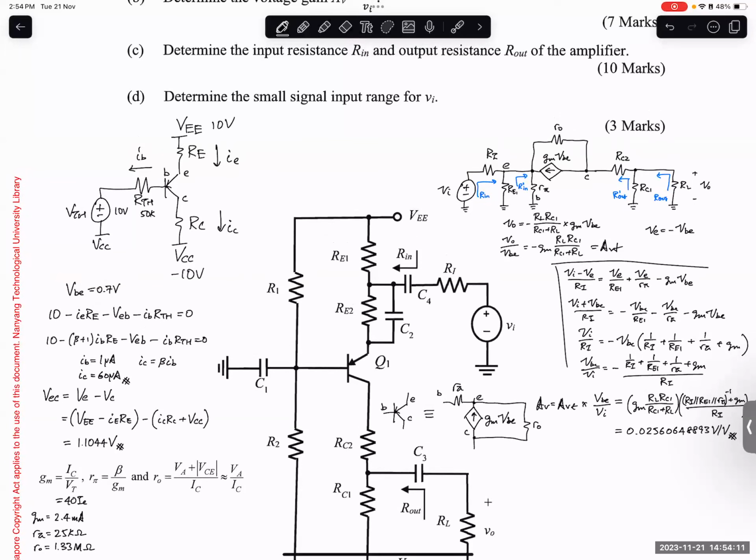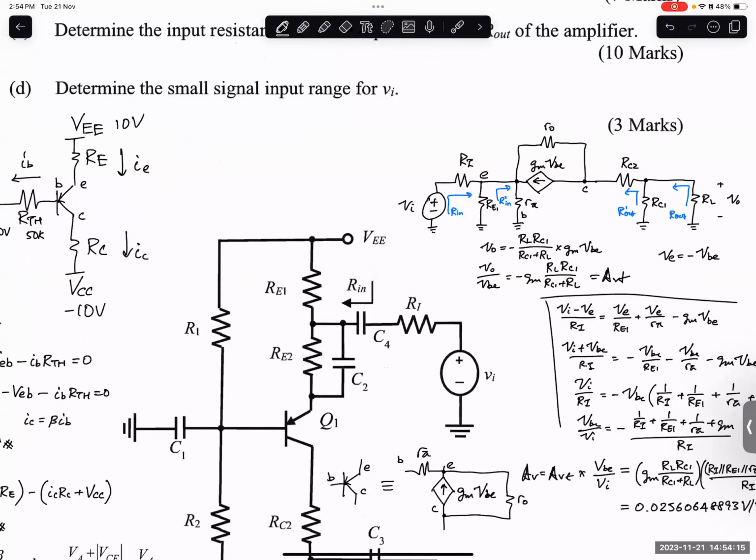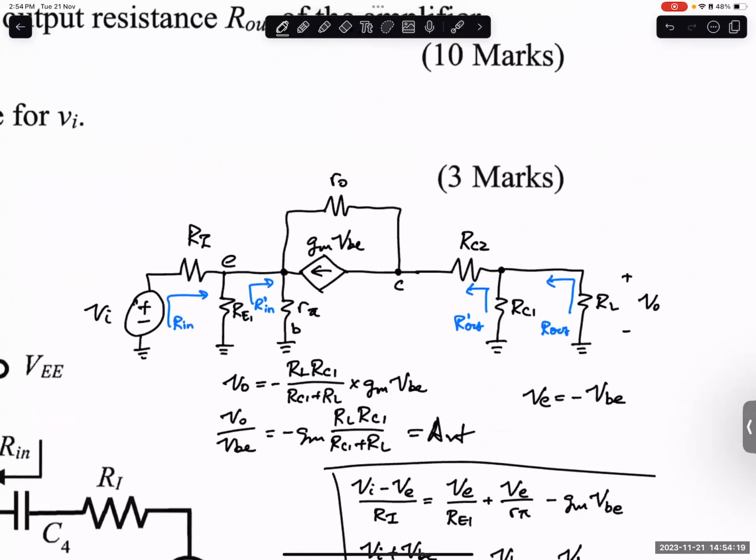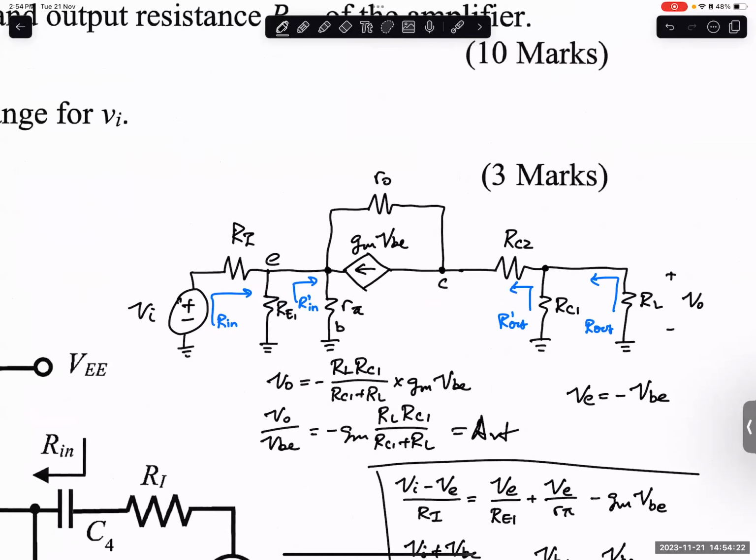So ready or not? Ready for input resistance? Yeah, let's go. Okay. So RE need to include R not? No need. Okay, very good. It's just need to get familiar with the terminology. Optional.